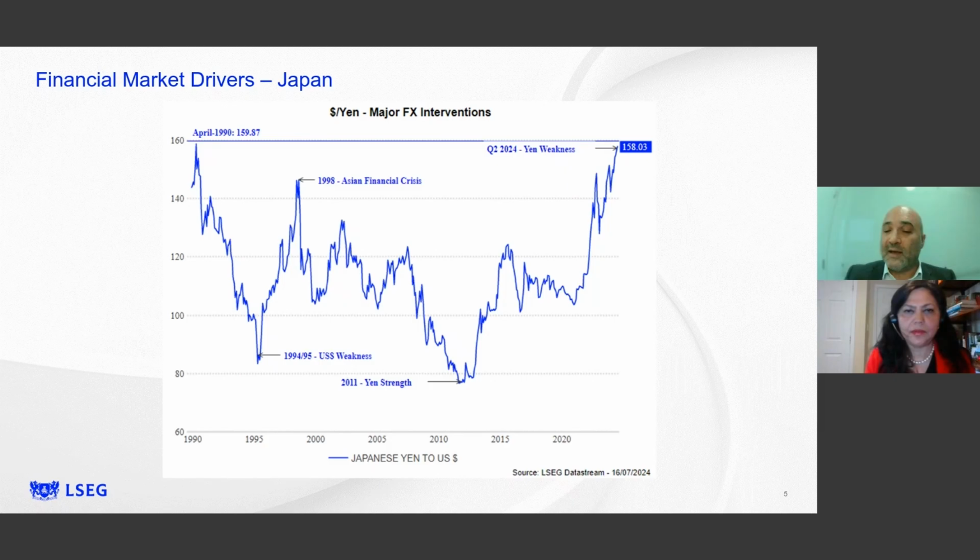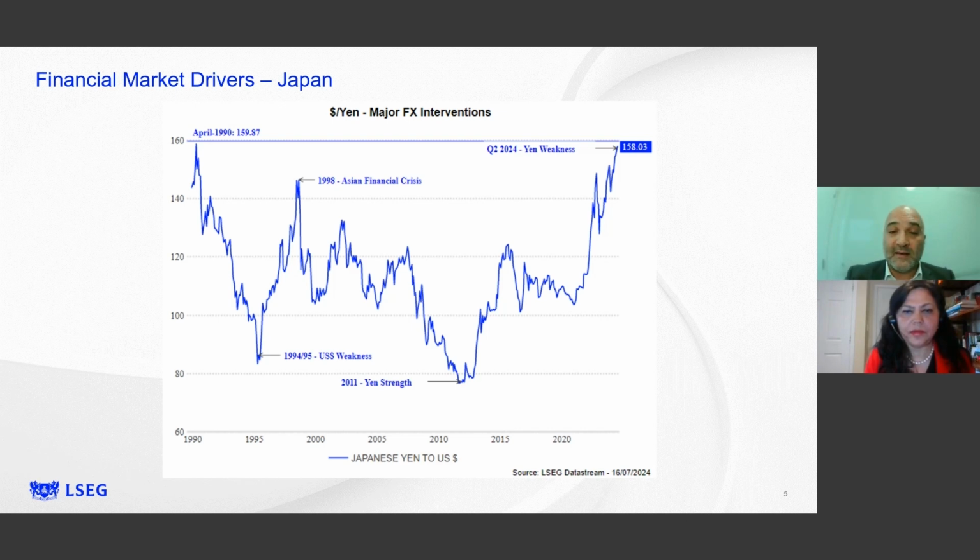And the last slide, Indrani, that I want to take the audience through is with the Japanese yen. The Bank of Japan is now completely divergent from the rest of the G7 central banks. Where all the other central banks are looking to cut, the Bank of Japan is looking to raise, and primarily looking to raise not so much because of inflation, but more to do with yen weakness.